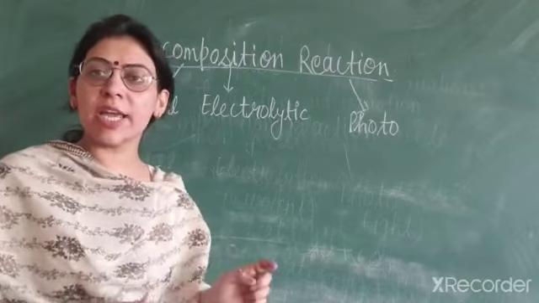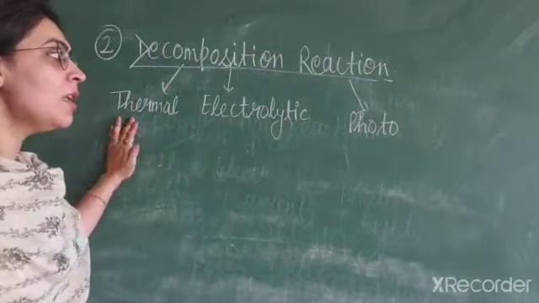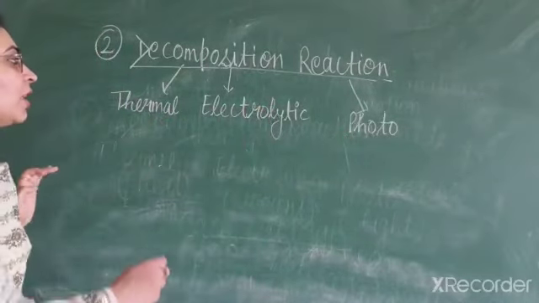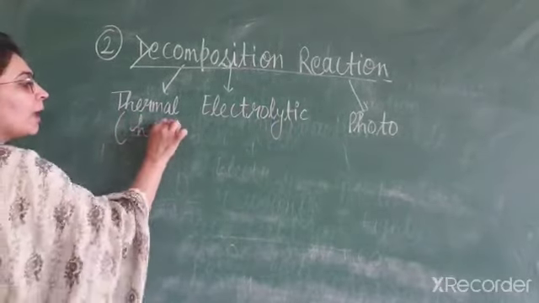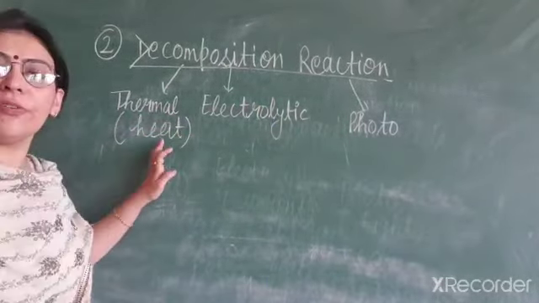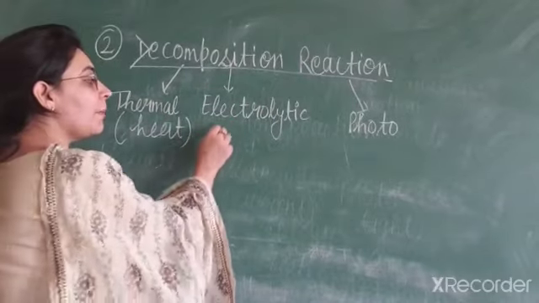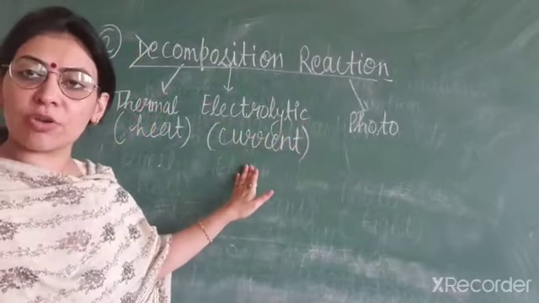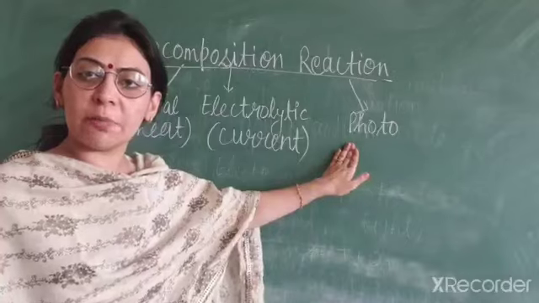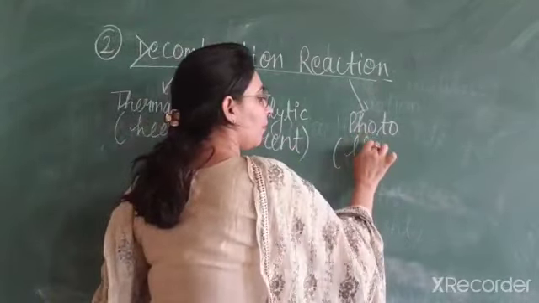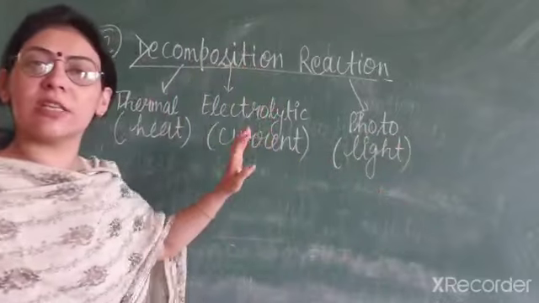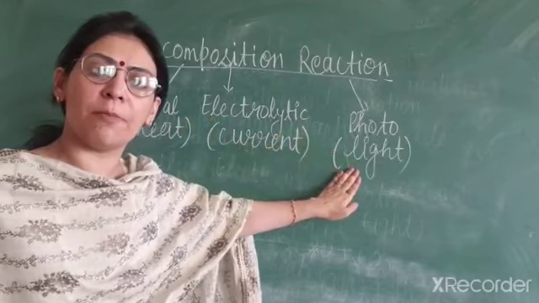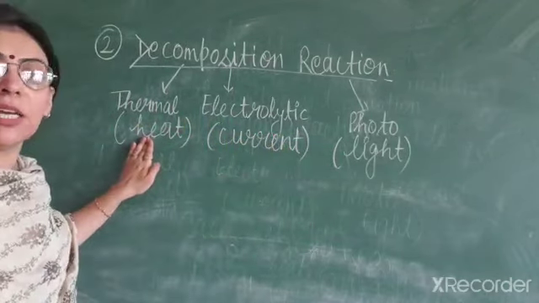Now, decomposition reaction is of 3 types: thermal decomposition, electrolytic decomposition, and photo decomposition. Thermal decomposition takes place in the presence of heat. Electrolytic decomposition takes place in the presence of electric current. Photo decomposition takes place in the presence of light. Now one by one we are going to discuss these 3 types. Firstly, I am giving you the example of thermal decomposition.